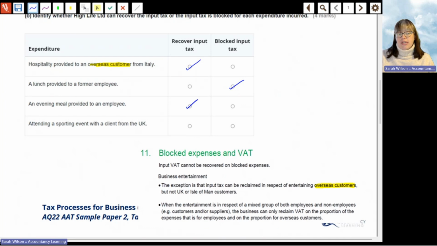And then attending a sporting event with a client from the UK. So again, we are going to be looking at our reference material here because it says, but not UK or Isle of Man customers. So it's a UK client, which means we cannot reclaim the VAT.